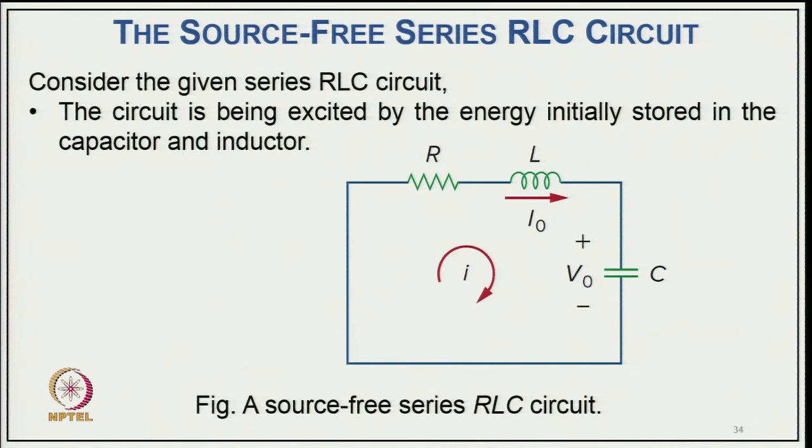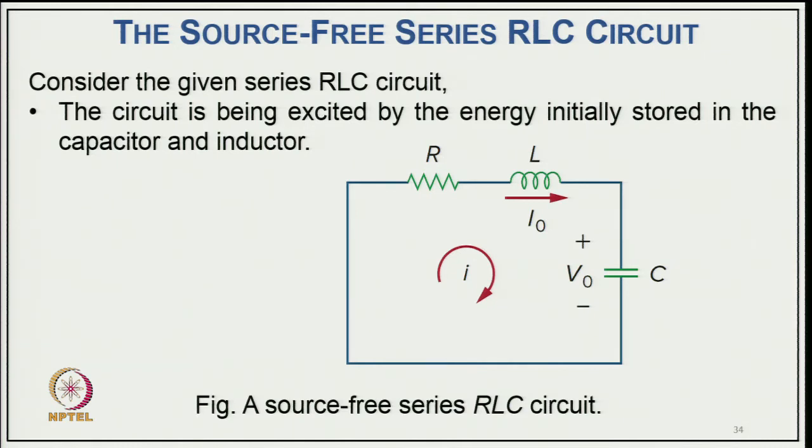So, considering the given RLC circuit, the circuit is being excited by energy initially stored in the capacitor and inductor. That is why we call it a source-free series RLC circuit. It means the energy in the circuit: the capacitor may be charged, and if the circuit has an inductance, the inductance also stores energy. So, this circuit can have energy in the storage elements L and C, depending of course on the circuit operating conditions.